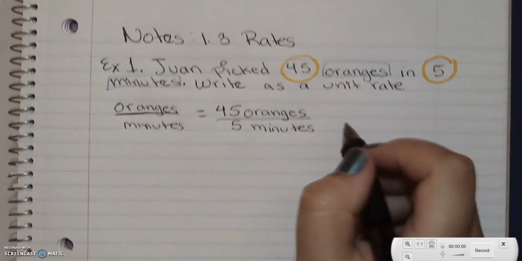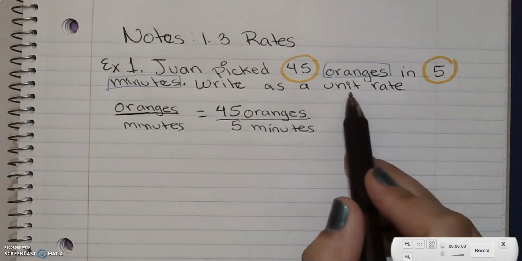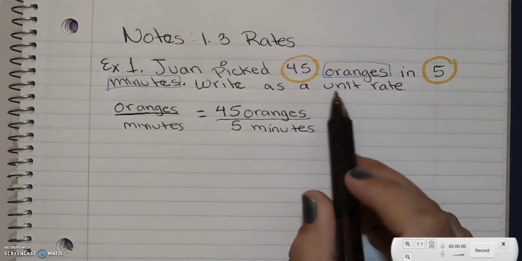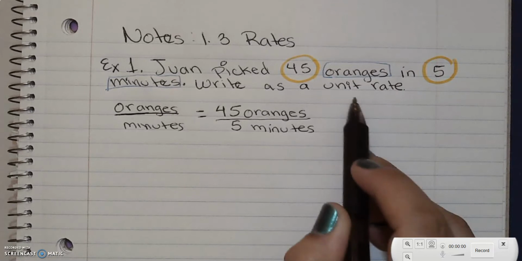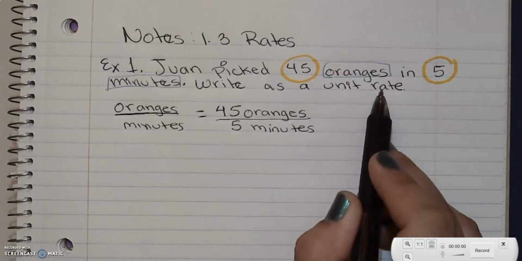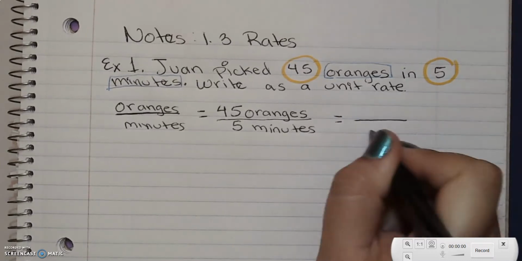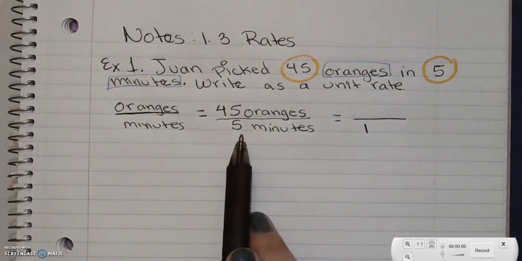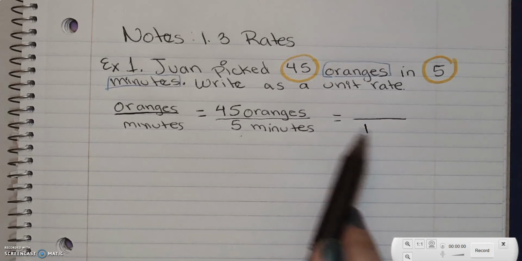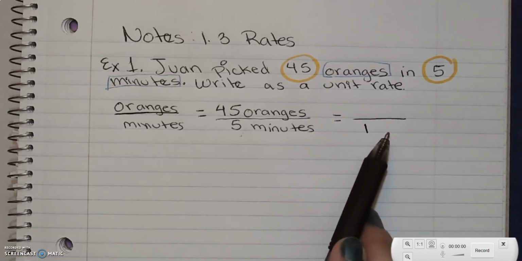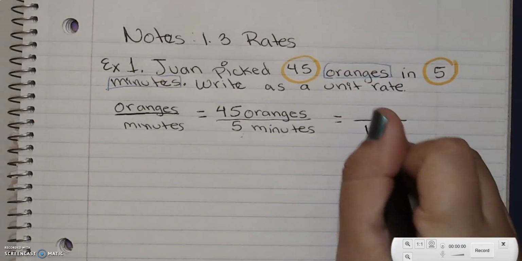Now, if we remember correctly, I need to get my unit rate. That means how much or what is it going to be in order to get to 1. So I'm going to go ahead and put equals 1. I need to make this into a 1. But what is my unit? That will be minutes. 1 minute.